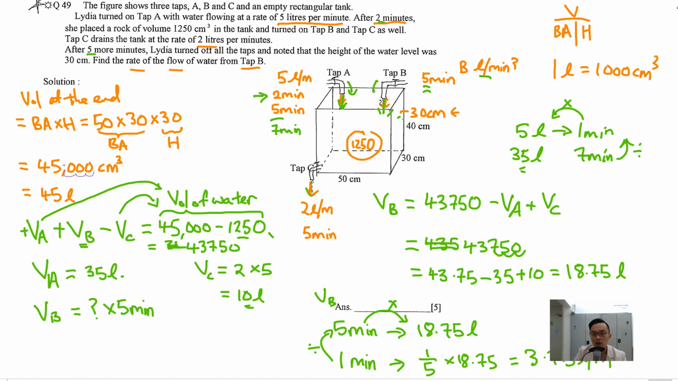I have some water going in from tap B. I have some water coming out from tap C. In the end, I got a certain level of water. And I also have a rock inside, which is 1250. So first of all, I need to find the water.